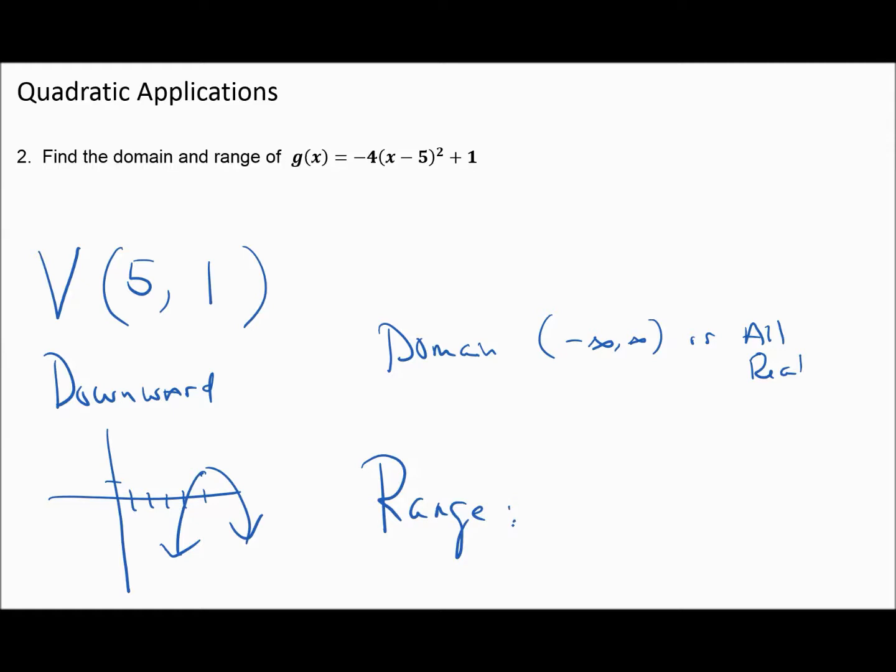And since this parabola opens downward, we're talking -∞ all the way up to 1, and it doesn't go any higher than 1. And that's your maximum at 5, 1, or y equals 1. Another way to say that would be f of x is less than or equal to 1, right? Because f of x is the y value, and it is either smaller or up to 1, and it doesn't go any higher than 1.